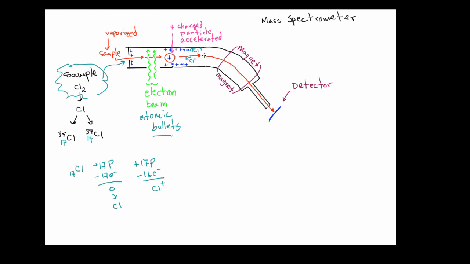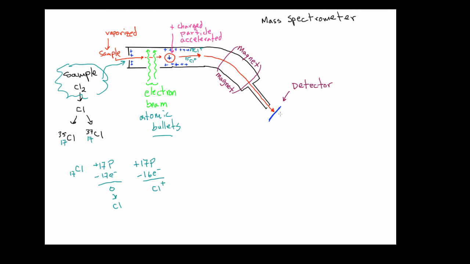Now, once these particles reach the magnetic field, then the instrument will adjust the magnetic field to focus a particular mass of Cl against this detector, so that we will specifically isolate a certain mass of particle one at a time.